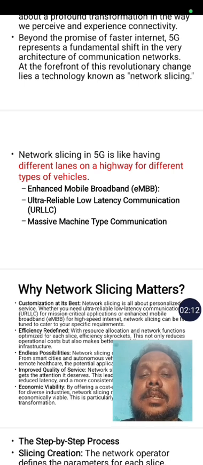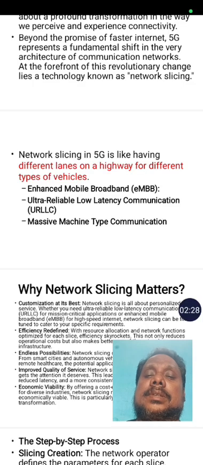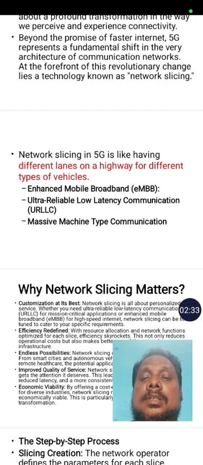The heavy vehicles are always at the right corner, in between the light motor vehicles, cars, vans, autos like that. Then all the two-wheelers are moving in the leftmost. So like that we are having the highway with different lanes. Network slicing has enhanced mobile broadband, eMBB, ultra reliable low latency communication, URLLC, and then the third one is massive machine type communication.